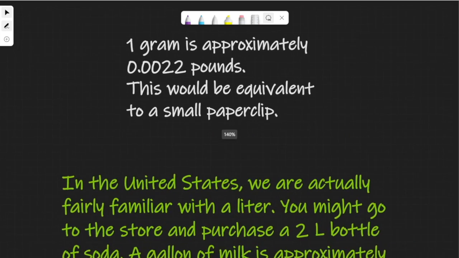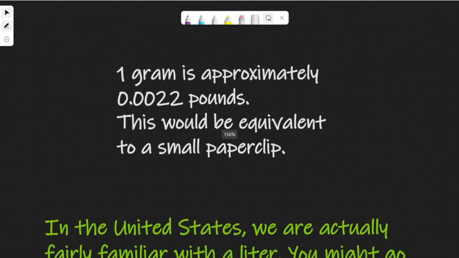So let's get a working understanding of how big some of these units are. So for example, 1 gram is approximately 0.0022 pounds. So a gram is fairly small when we think about it in relationship to pounds. You can think of it as being the size of about a small paper clip. So if you were to weigh a small paper clip, it would be approximately 1 gram.